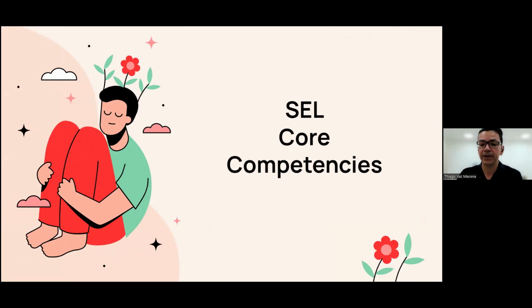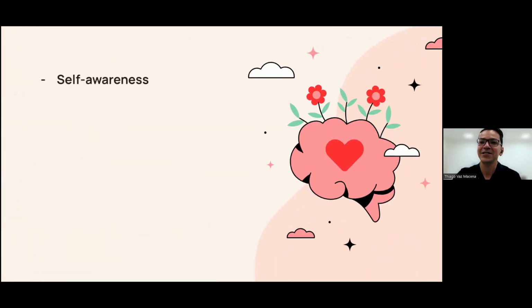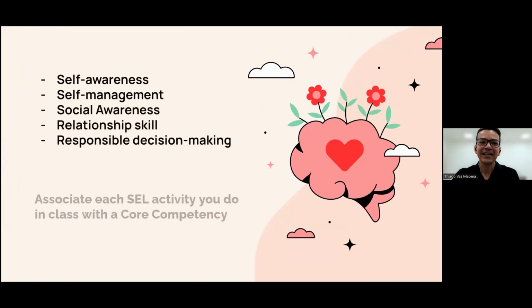And with this book, I learned that we have to connect a core competency with the activities we are doing in class. These are the five social and emotional learning core competencies: self-awareness, self-management, social awareness, relationship skills, responsible decision making. So I wrote a note there. Associate each social and emotional learning activity you do in class with a core competency. I believe they are self-explanatory, but if you would like to have a deeper understanding of these concepts, you should definitely watch Dr. Yagmur's webinar, and you will be better informed.